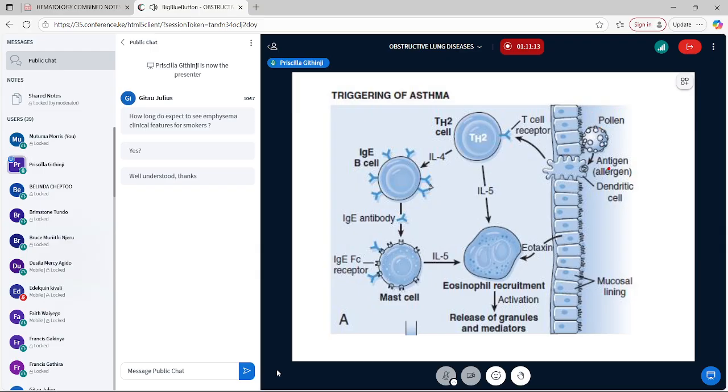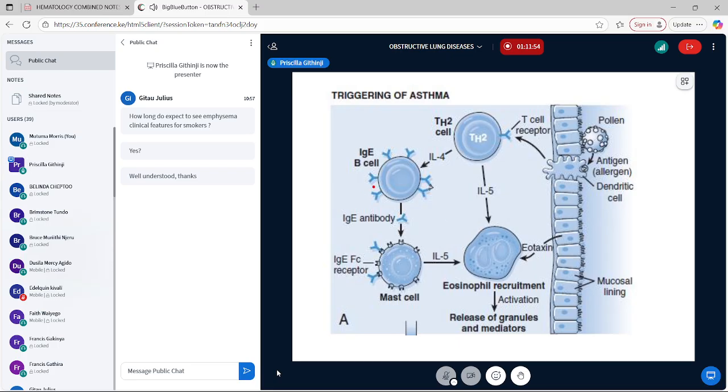And then, of course, this antigen will be taken up by your dendritic cell, and it will be presented to your T cell receptor, which will produce cytokines that trigger a T helper 2 proliferation. So you'll activate your T helper 2 cells, and your T helper 2 cells will then secrete interleukin 4. Interleukin 4 causes your B cells to class switch from IgM to IgE. Your T helper 2 cells also produce interleukin 5, which recruits your eosinophils.